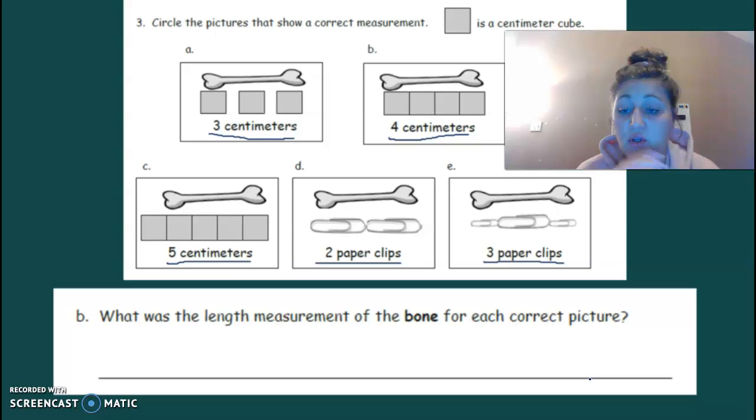For each bone that you circled that is measured correctly, please write the length of measurement, how long it is, down here on this line.